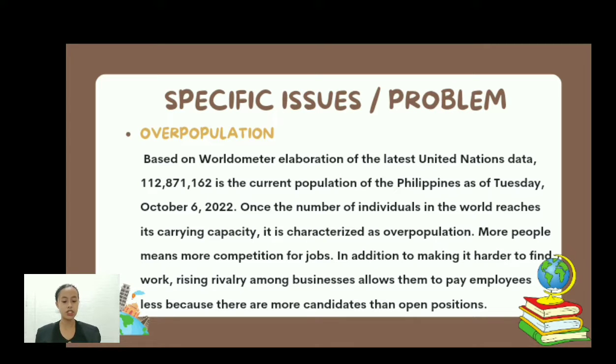Our explanation for this, sa sobra pong dami ng mga tao, onti lang po yung nabibigyan ng chance or opportunity makapagtrabaho at matanggap po sila doon sa trabaho na yon.